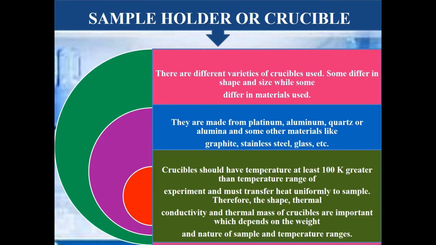Sample holder or crucible. There are different varieties of crucibles used. Some differ in shape and size, while some differ in materials used. They are made up of platinum, aluminium, quartz, or alumina, and some other materials like graphite, stainless steel, glass, etc. Crucibles should withstand a temperature at least 100 Kelvin greater than the temperature range of the experiment and must transfer heat uniformly to the sample. Therefore, the shape, thermal conductivity, and thermal mass of crucibles are important, which depends on the weight and nature of the sample and temperature ranges.